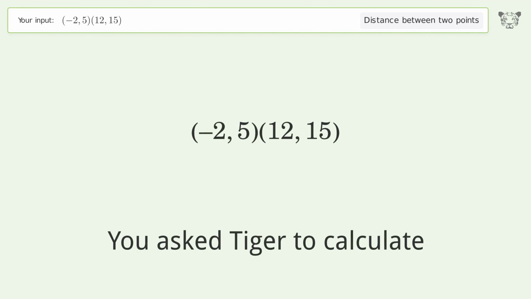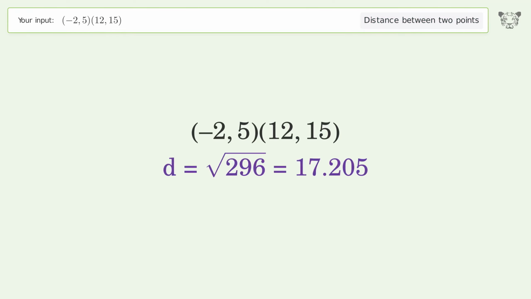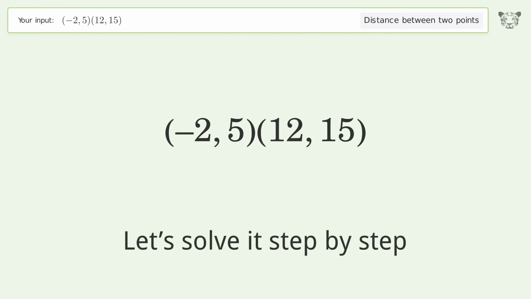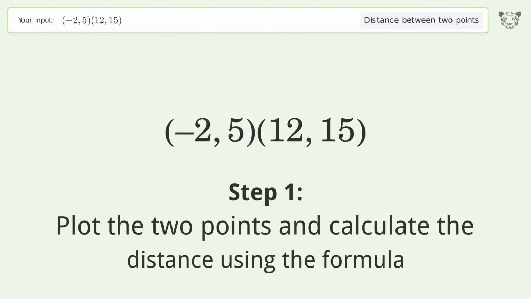You ask Tiger to calculate. This deals with the distance between 2 points. The distance between the 2 points is the square root of 296, or 17.205. Let's solve it step by step. Plot the 2 points and calculate the distance using the formula.